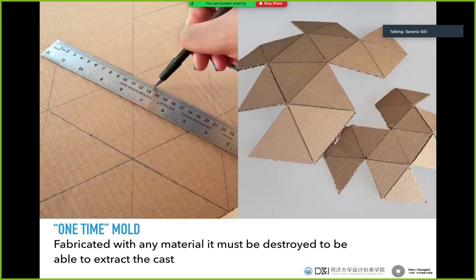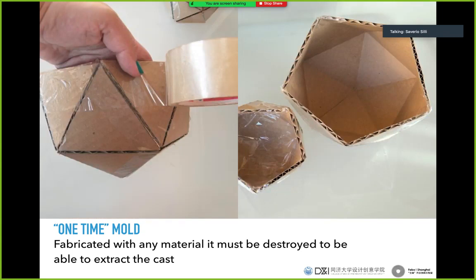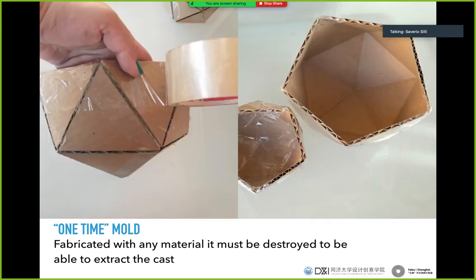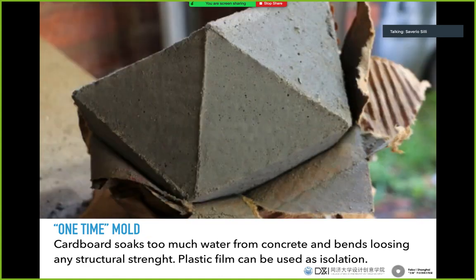Then there are one-time molds, which are fabricated with any material, but it must be destroyed to be able to extract the cast, the copy. So in this case, this is a mold that is made with cardboard. It's cut by hand, but you can laser cut this kind of mold. Then it's put together with some tape and used as a mold for concrete. But of course, to remove it, you are going to lose the cardboard, so it's a one-time thing.